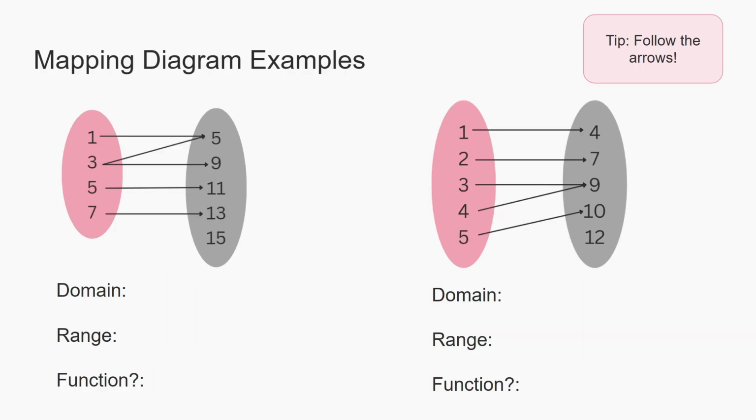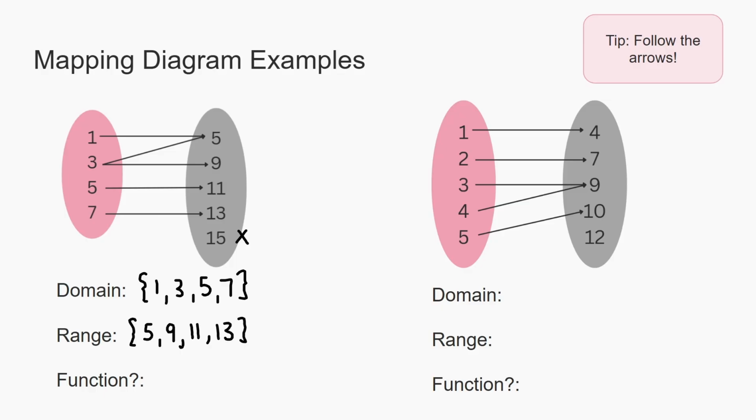Now, let's do more problems. So, for this one, we're looking for our domain again. So we see that we have 1, 3, 5, and 7. Our domain is 1, 3, 5, 7. And what about our range? On the right, we have 5, 9, 11, 13, and 15. But if you notice here, there's nothing pointing to this 15 right here. So this 15 is actually not part of the range. Our range is going to be 5, 9, 11, and 13.